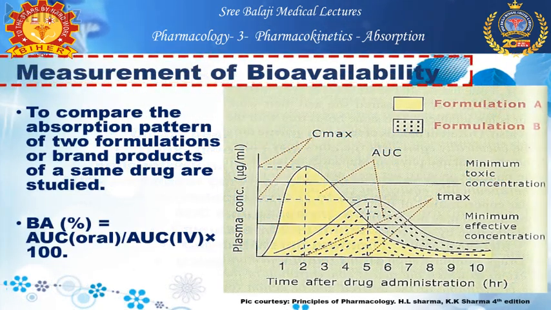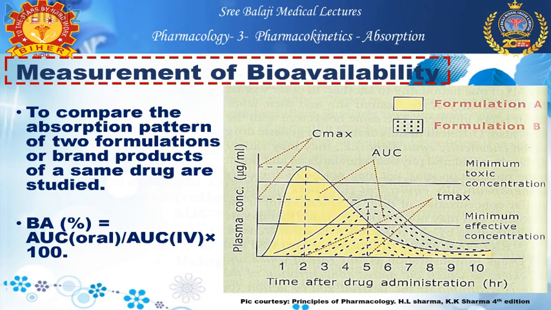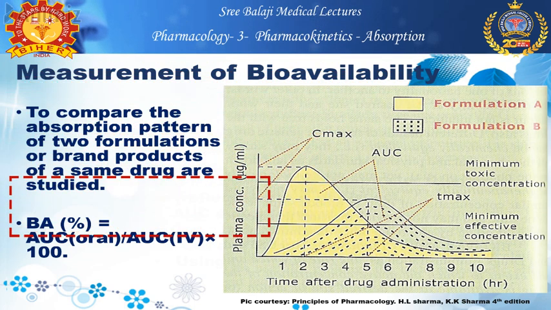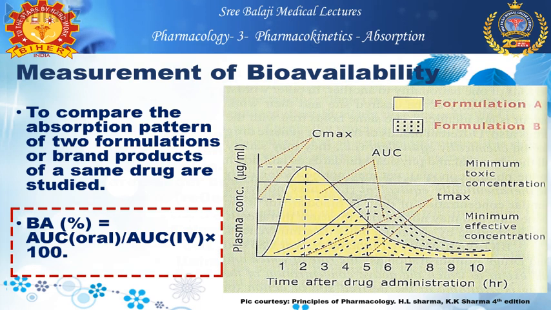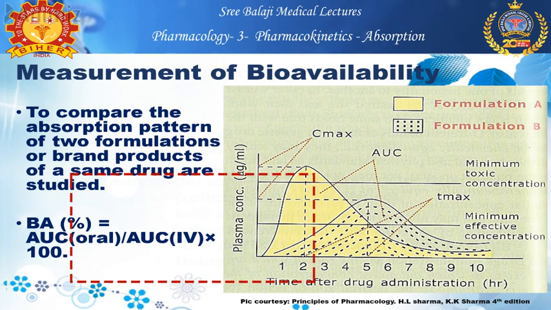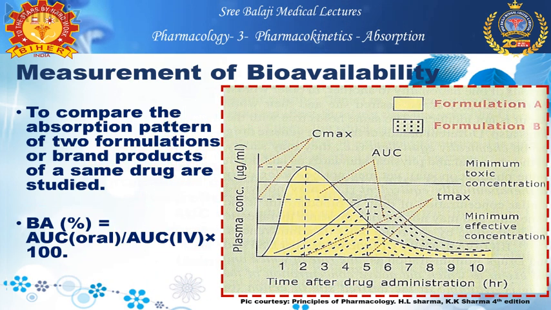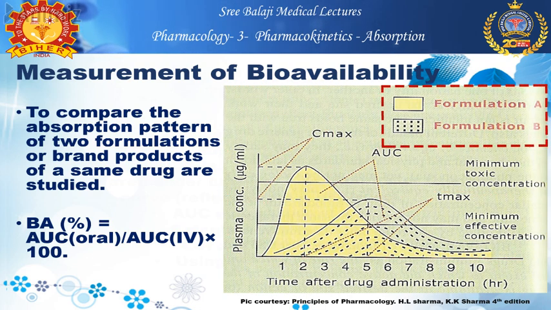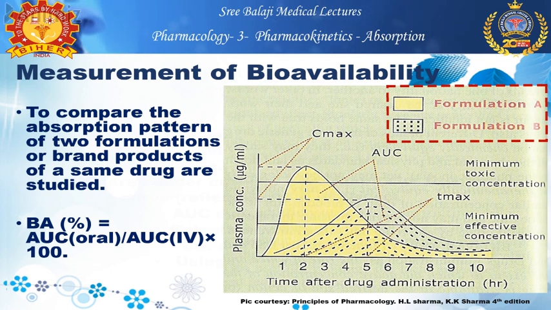Measurement of bioavailability can be done to compare the absorption pattern of two formulations or brand products of the same drug using the formula: bioavailability is the area under the curve of oral divided by the area under the curve of IV, into 100. So this is the plasma concentration time graph. We can see the two formulations A and B, how they are absorbed and how, through the process of time, the plasma concentration declines.